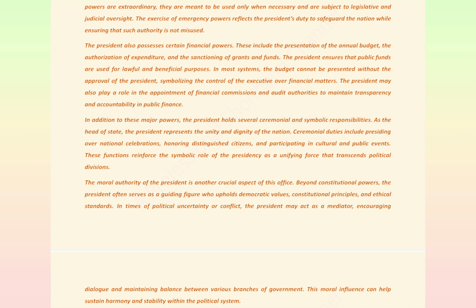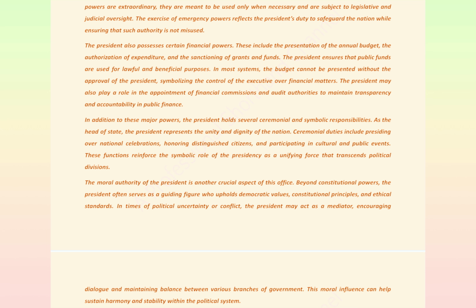In addition to these major powers, the President holds several ceremonial and symbolic responsibilities. As the head of state, the President represents the unity and dignity of the nation. Ceremonial duties include presiding over national celebrations, honoring distinguished citizens, and participating in cultural and public events. These functions reinforce the symbolic role of the presidency as a unifying force that transcends political divisions.